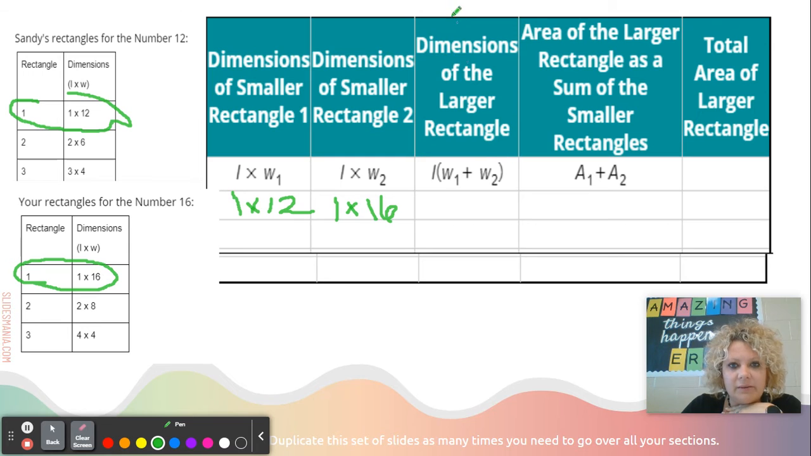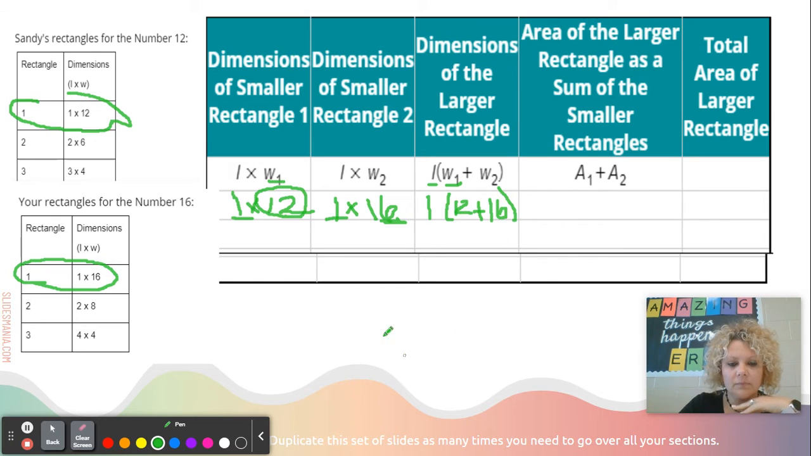Okay, so now we're going to take the dimensions of the larger, so we're going to combine these. Let's look at what they have in common. The length is 1 here, and the length is 1 here. So Sandy's rectangle and our rectangle have a common factor of 1. So that is going to be the length right here. So I'm going to put a 1. Then I'm going to put times. Now W1 is this right here, so I'm going to put this 12. That's my W1, 12, plus then my W2, which comes from this one right here, 16.